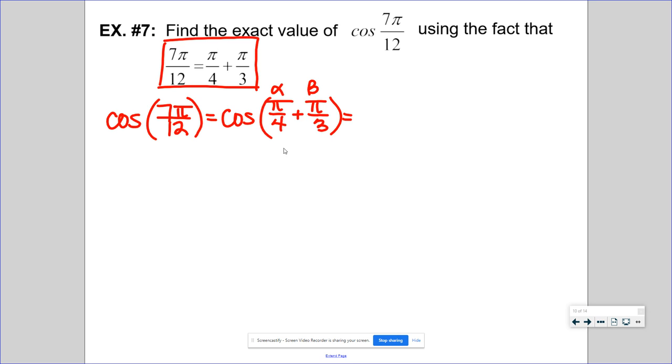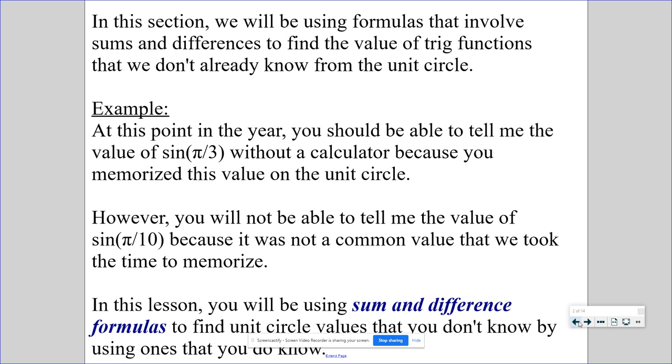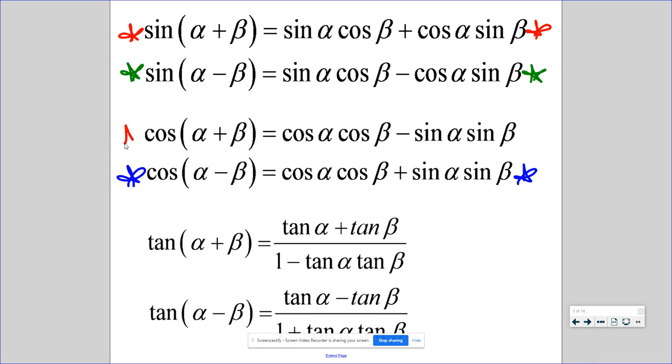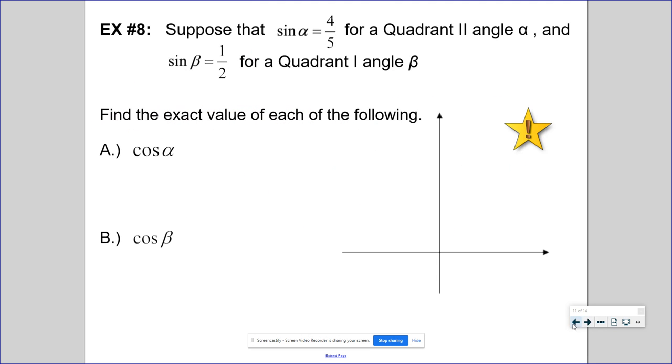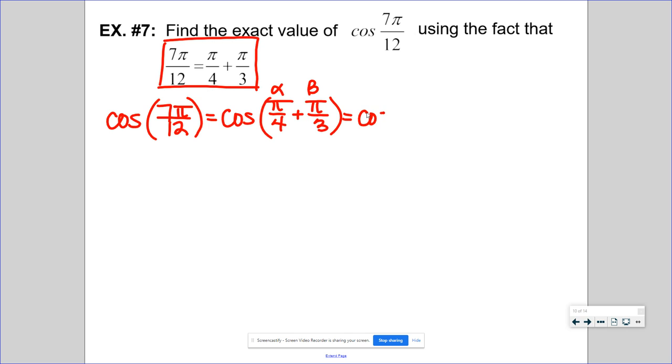So we just need to go find the correct formula that's got cos of alpha plus beta. Actually, I think we haven't used this one yet. So let's go back. Cos of alpha plus beta is this one here. Okay, so it's cos minus sine. That's the pattern. Okay, so we would have cos of alpha, cos of beta, minus sine of each of those as well.